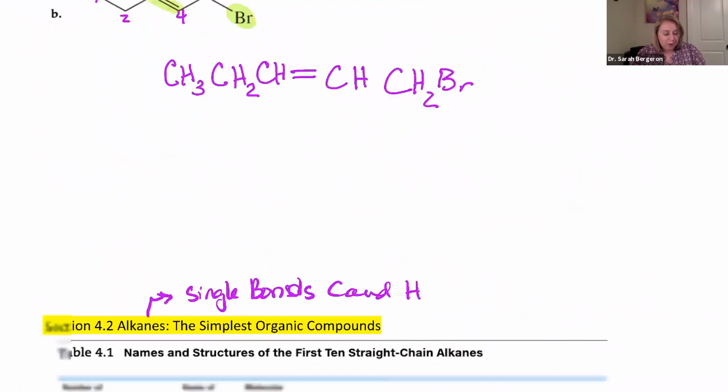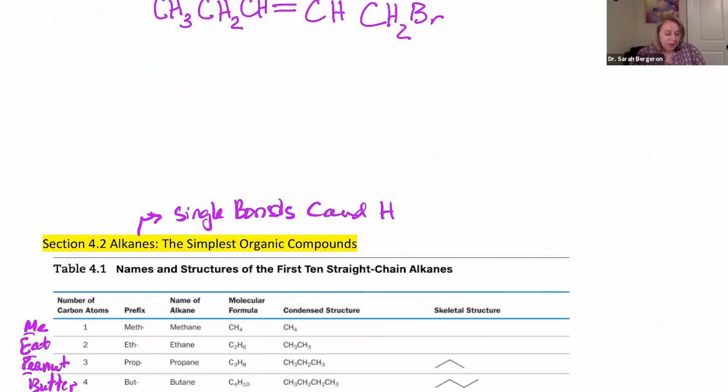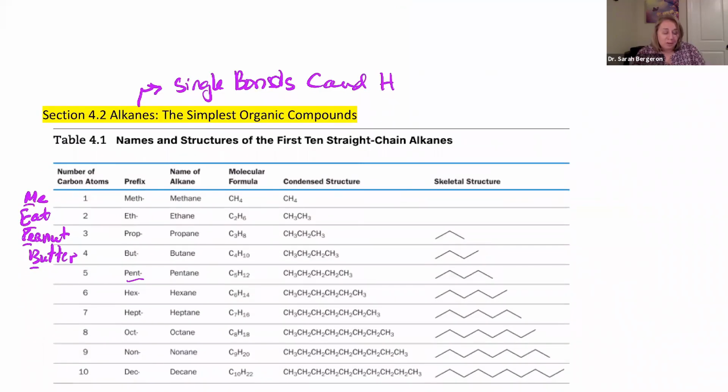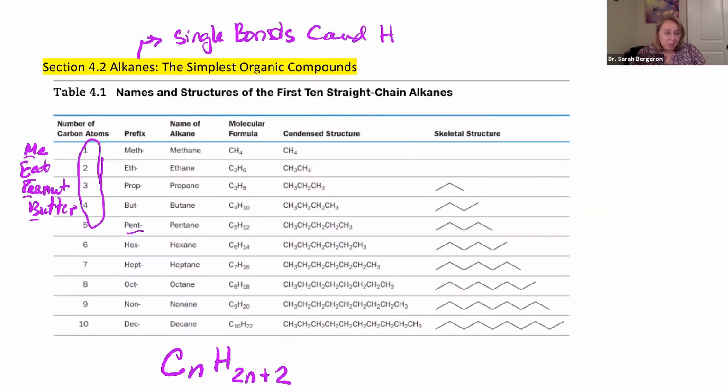Okay, now we're going on to section 4.2, alkanes. Remember, in alkanes, it's only single bonds to carbon and hydrogen. We also call these saturated with hydrogens. They're hydrocarbons because they're only hydrogen and carbon. Remember your little mnemonic for the first 4: me, eat, peanut butter, so methane, ethane, propane, butane. And starting at 5 and above, we're using those prefixes that we used before.